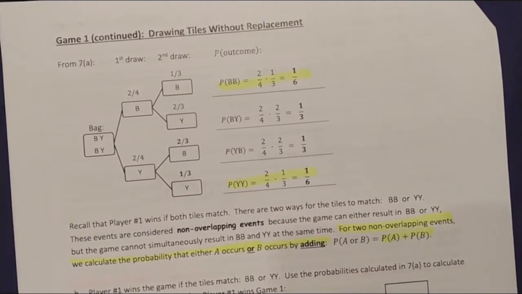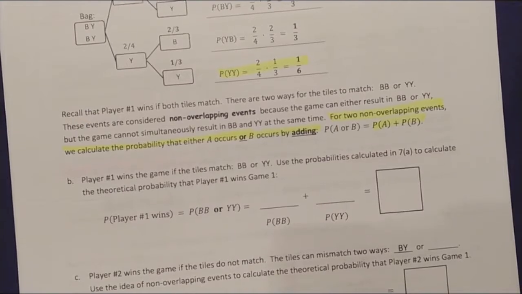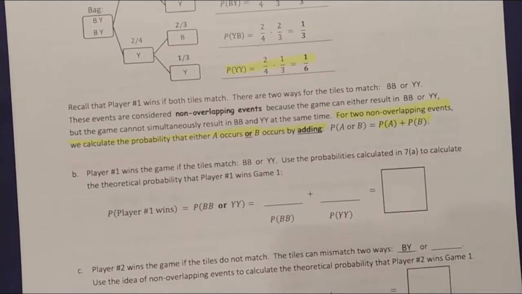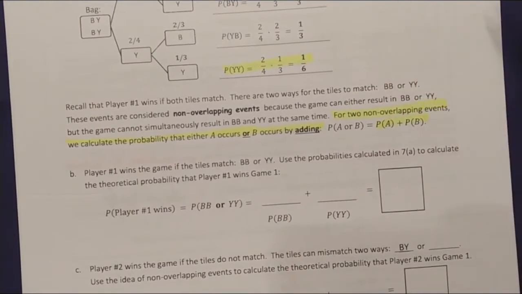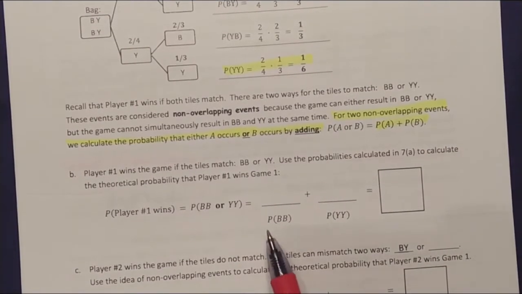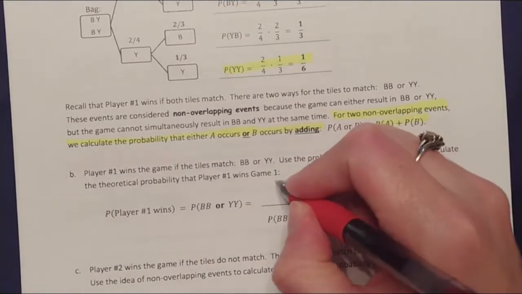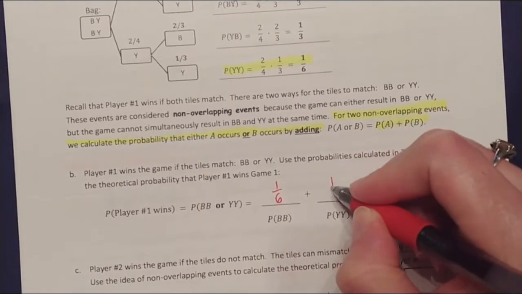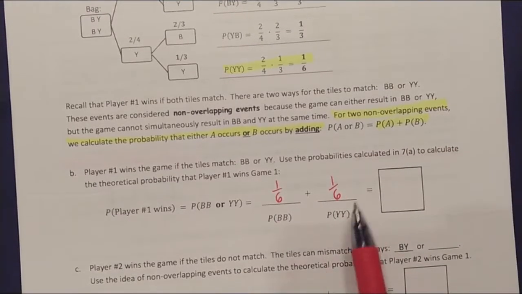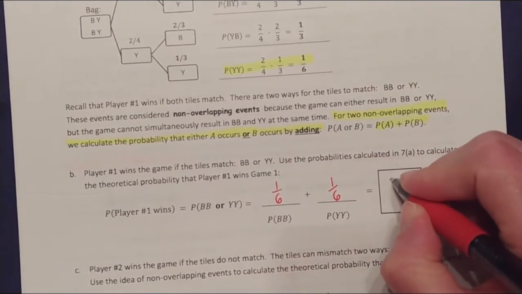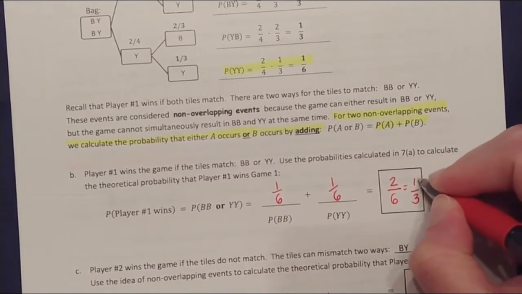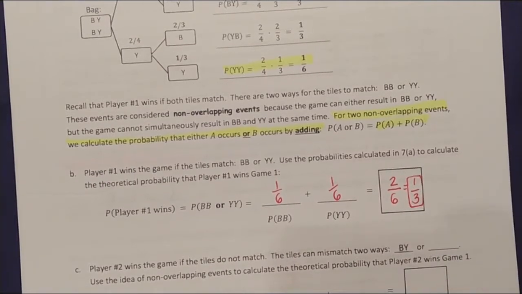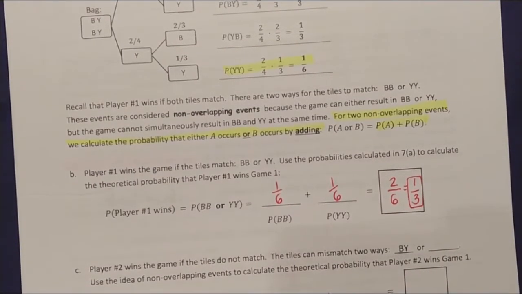Okay? So, player 1 wins the game if the tiles match, which means blue, blue, or yellow, yellow. Use the probabilities that we just calculated here to find the theoretical probability that player 1 wins game 1. All right, so our chance of getting 2 blues was 1/6. And then our chance of getting 2 yellows was also 1/6. Now remember, when you add fractions, you add the numerator, so 1 plus 1 is 2, and you keep the denominator. And then we always simplify, so we end up with 1/3. Okay?